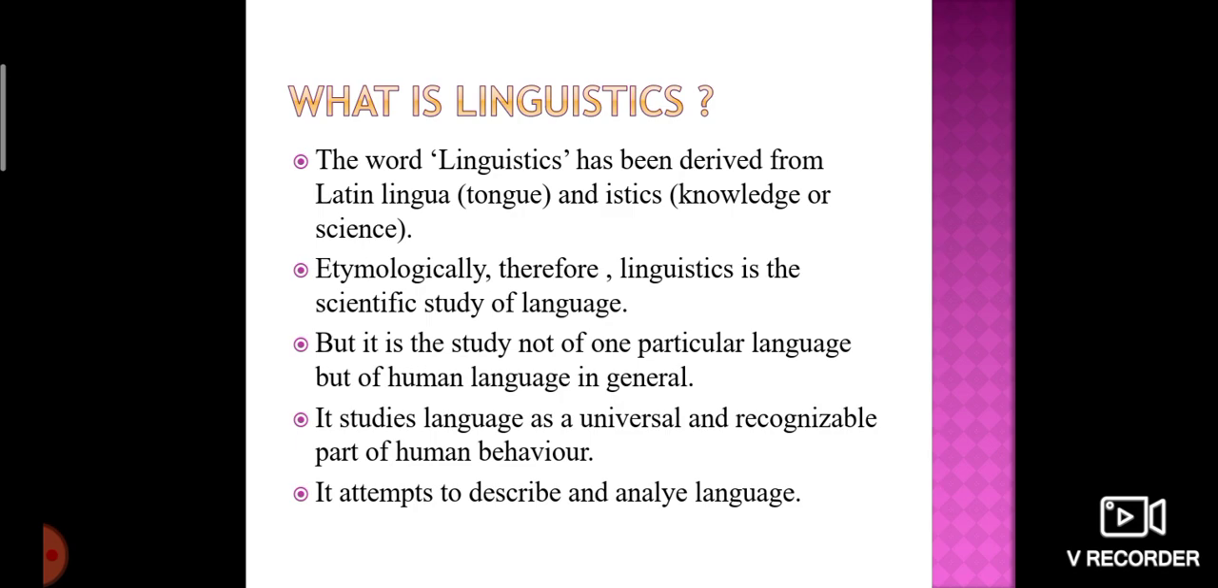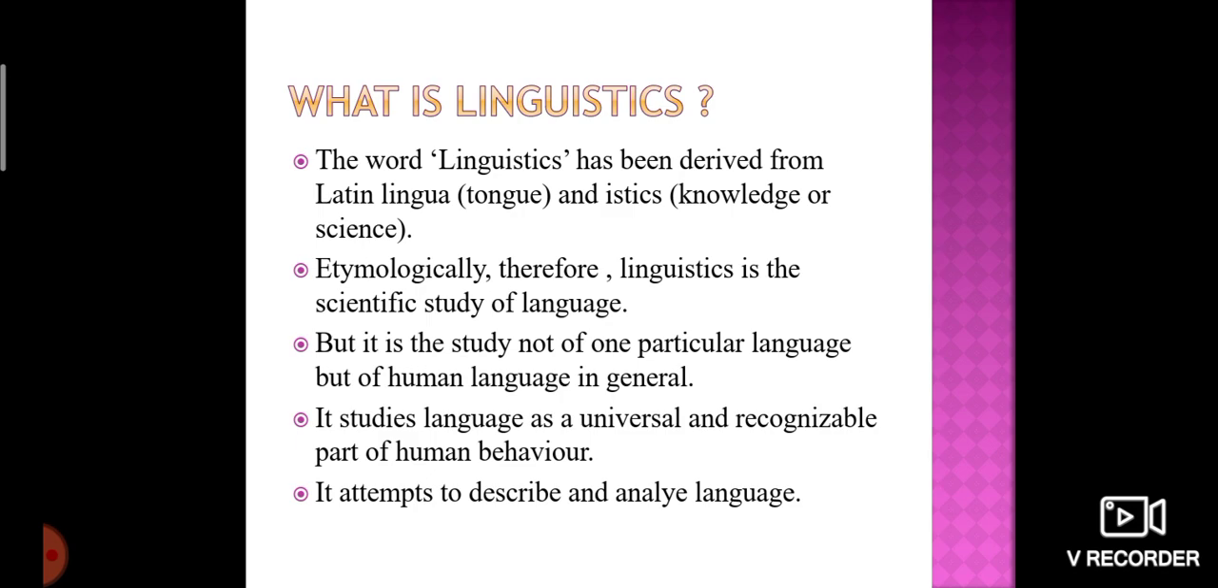And we also know that a linguist is a person who studies language in all its aspects. Then, who is a polyglot? A person who knows several languages is called a polyglot. So actually, a linguist is not necessarily a polyglot.